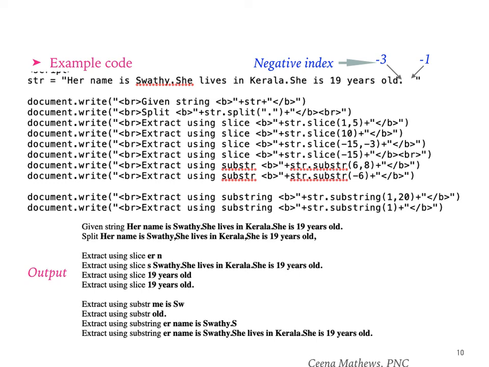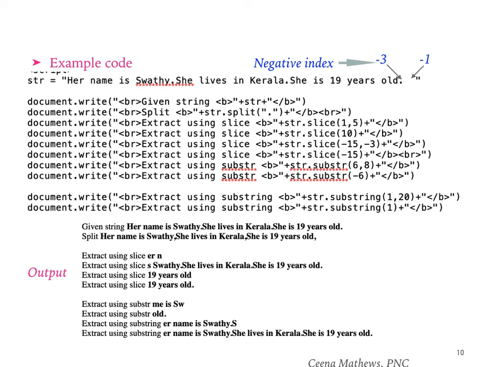And the next slice uses only one parameter, that is, the start position alone. Since only the start position is given, it will extract the remaining string, that is, to the end of the string. Starting at 10, that is S, it will extract the full string to the end of the string.